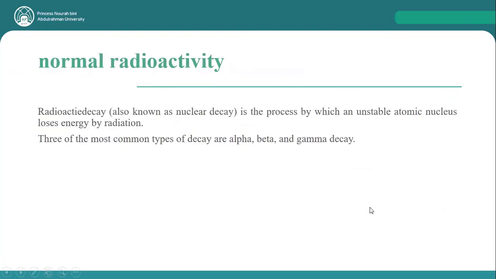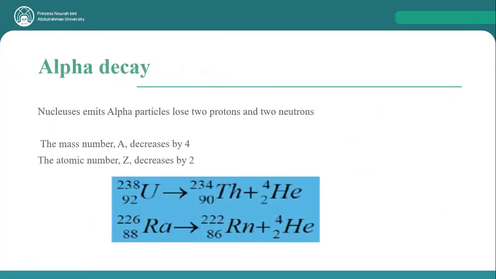Normal radioactivity. Radioactivity is a process by which unstable atomic nuclei lose energy by radiation. Three of the most common types of decay radiations are alpha decay, beta decay, and gamma decay. Alpha decay: the nucleus emits an alpha particle, losing 2 protons and 2 neutrons. So the mass number decreases by 4 and the Z number decreases by 2.